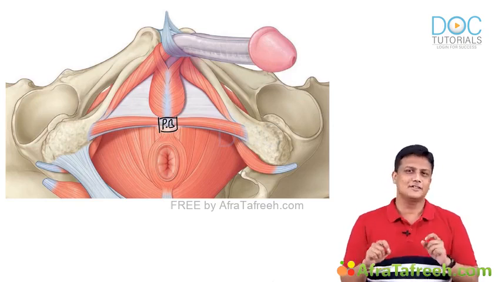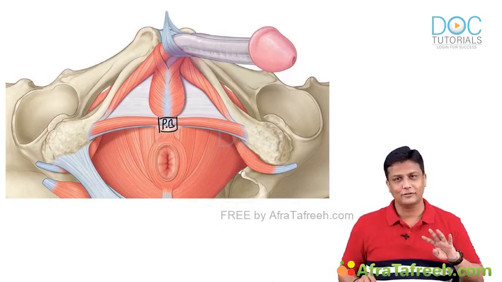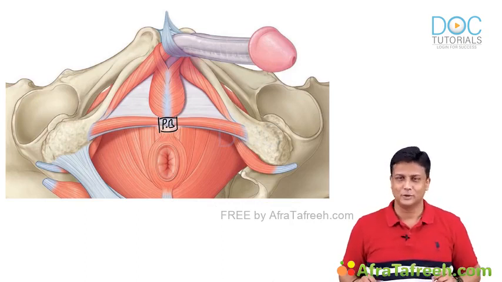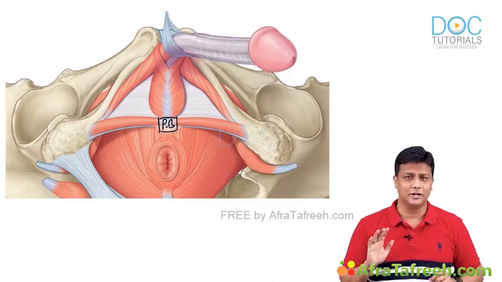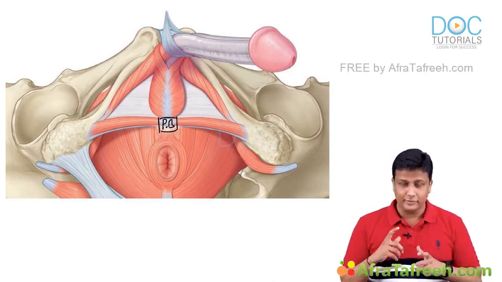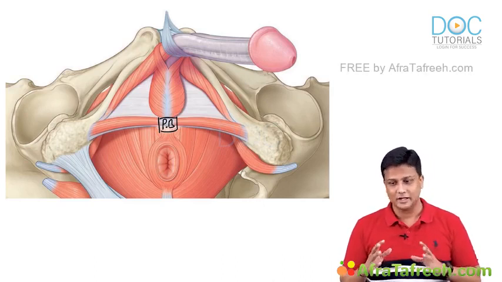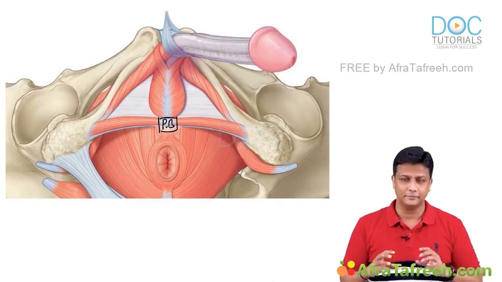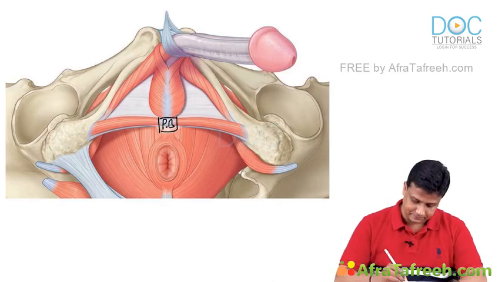Out of the 10 muscles, one good news here is that 4 will be paired muscles, totally 8, and 2 will be unpaired muscles. So let us try to understand what will be the names of these paired and unpaired muscles, and how to memorize them and learn them in a perfect manner.